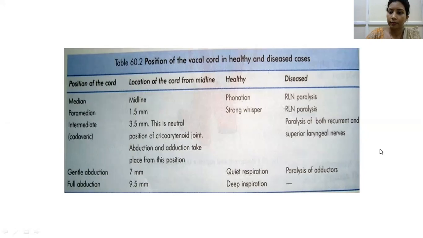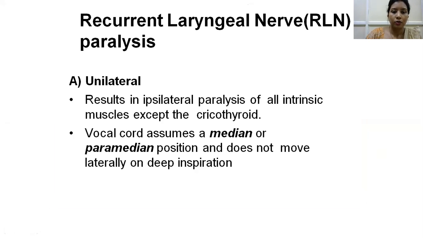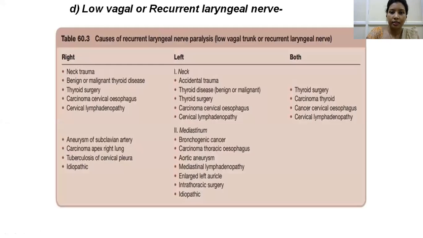So these are the positions of vocal cords. Here the vocal cord assumes a median or a paramedian position, and you have to stress on this. It does not move laterally on deep inspiration. So the vocal cord is stuck at this position. It cannot abduct further as your posterior cricoarytenoid is supplied by RLN and it has been paralyzed on this side. So these are the same causes of the lower vagal lesions or your recurrent laryngeal nerve paralysis. We have discussed this.